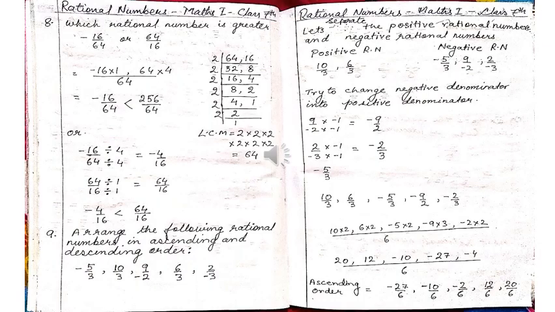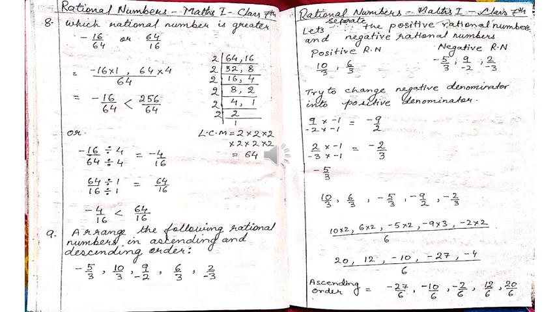Now question number 8. Which rational number is greater? Now for comparison, what is the prime step? We have to take the LCM of 64 and 16, that is 64. Now 64 into 1 will give you 64, so 1 will be multiplied in the numerator. Now in the table of 16, 64 comes 4 times, so multiply by 4. Whatever answer comes, try to separate it and then see which number is greater. Minus, of course, will always be less than the positive number.